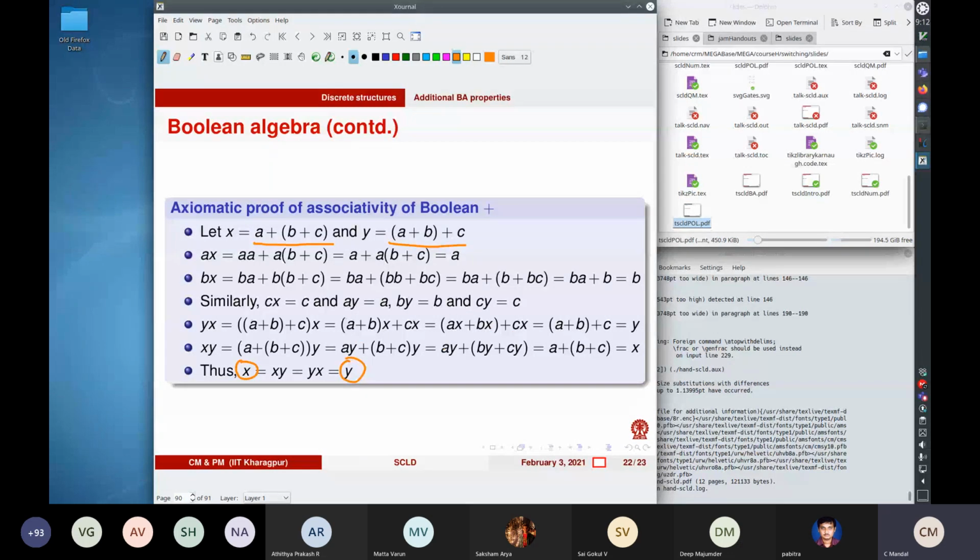That way you can show that because xy is same as x, and these two are also same by commutativity. So you show that x is equal to xy, and that is equal to yx, and that is equal to y. That is essentially what is being established. And in between, you make use of these properties. So this gives you an axiomatic proof of the associativity of Boolean OR.